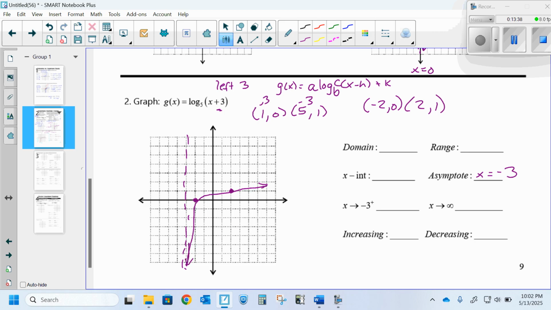And your graph. It's almost easier for me to go up and over. So your domain is negative 3 to infinity. Your range is all real numbers. Your x-intercept is negative 2, 0. As x approaches negative 3 from the right, so as you travel along your graph and approach this asymptote from the right side of it, your y values are going down to negative infinity. And as x goes to the right, your y values are going up slowly but surely to infinity. This graph is increasing on your domain. Make sure you're doing your domain. It's restricted, so it's not all real numbers.